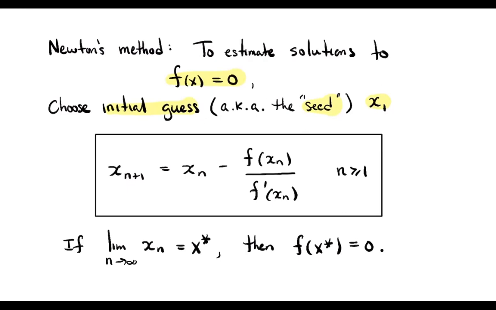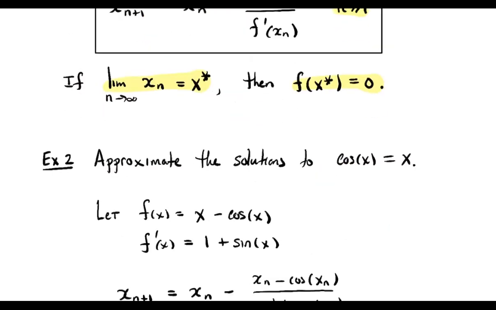And then subsequent guesses are formed by that boxed formula. The new guess is the old one minus f of the old one divided by f prime of the old one. And I'm saying that's true for n equal 1 and more. So x1 tells you x2, x2 tells you x3, and so on. And if that sequence has a limit, then that limit is going to be a solution of our equation. So that's a summary of this method. Okay, now let's check it out in an example.